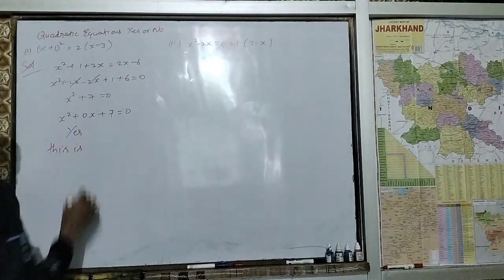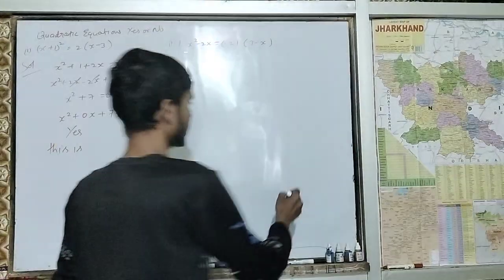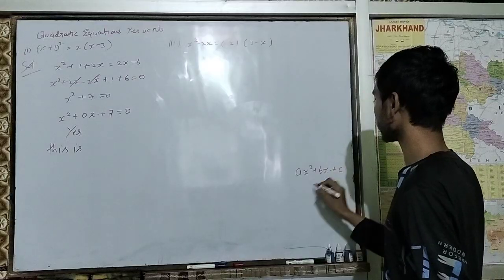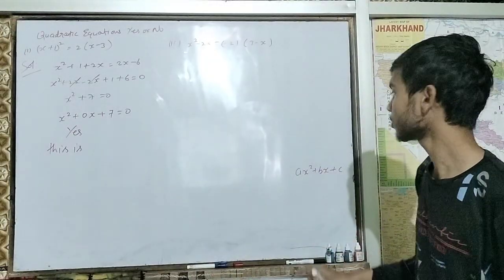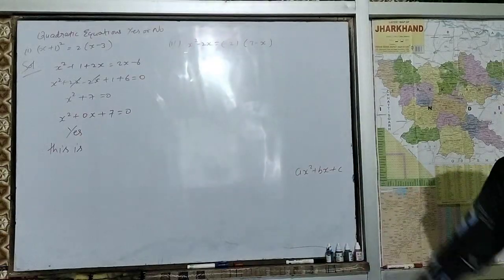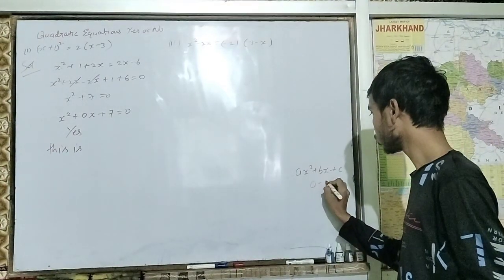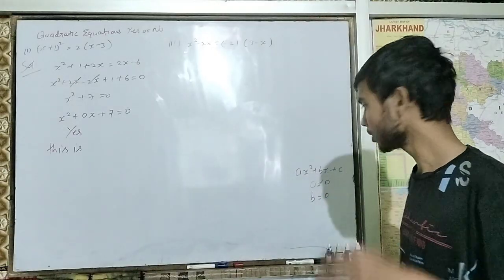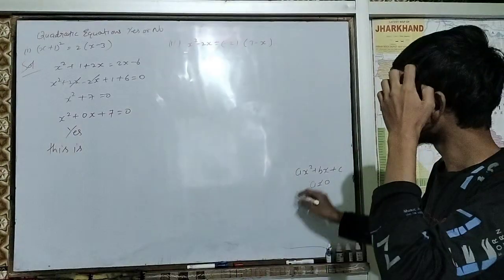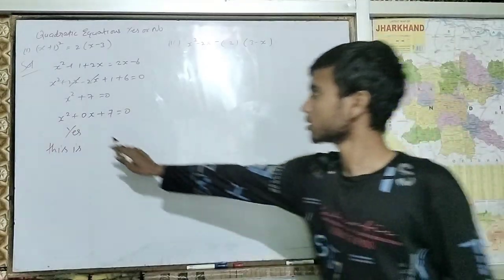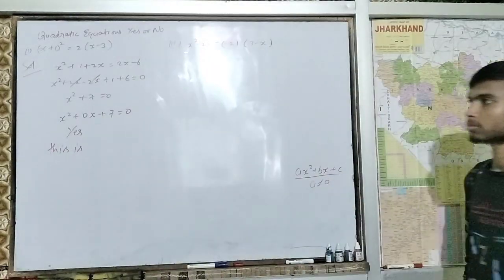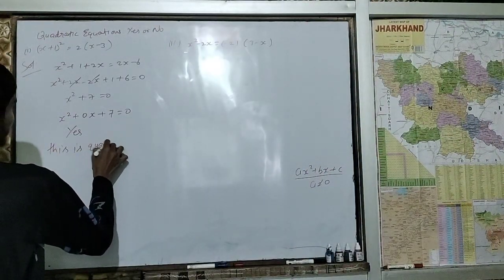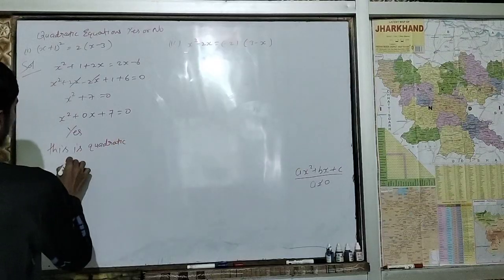This is quadratic because it is in the form ax square plus bx plus c, where a, b, c are real numbers, c is a constant, b is a coefficient, a is also a coefficient, but a should not be equal to 0. b can be equal to 0, but a should not be equal to 0. Now we can see this came in this form. That's why this is a quadratic equation.